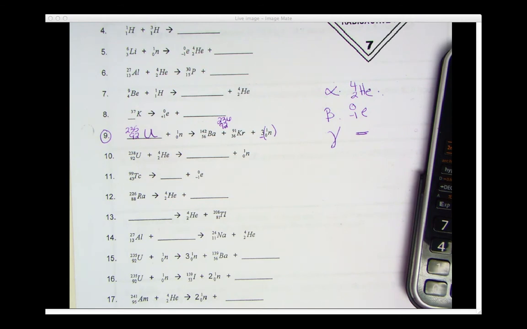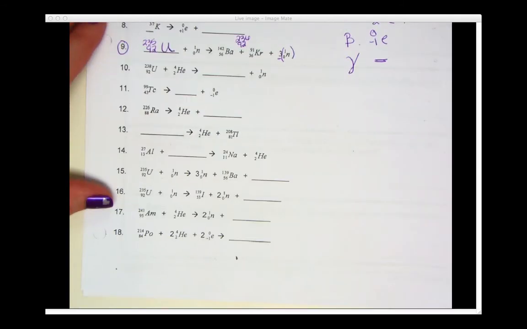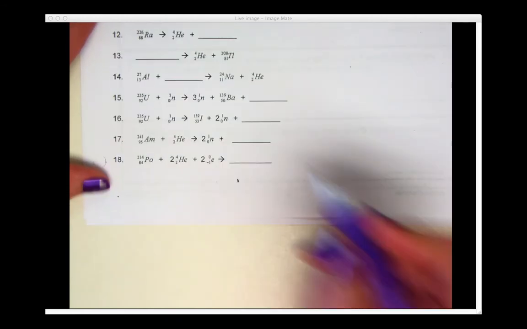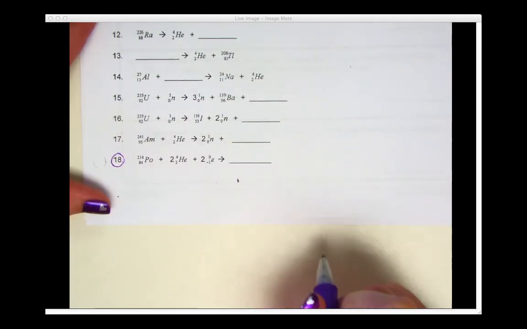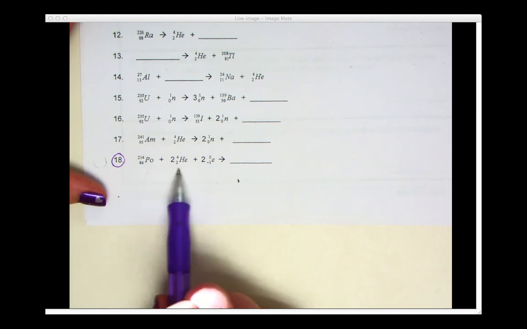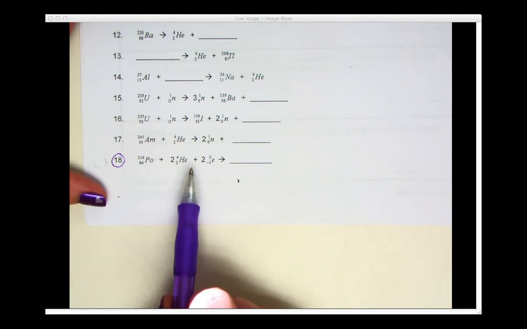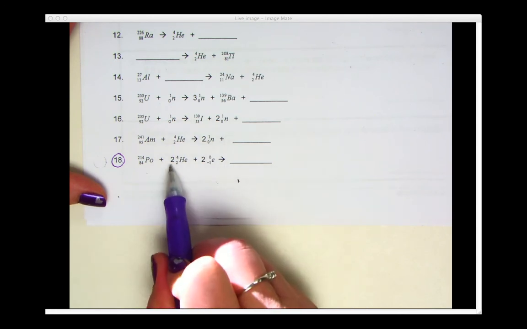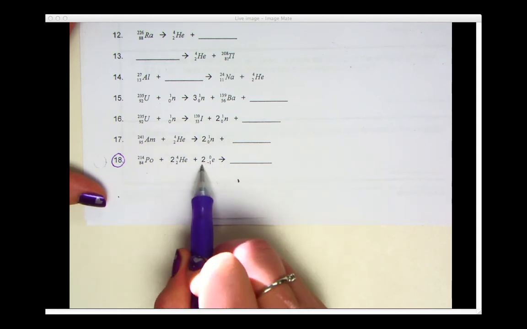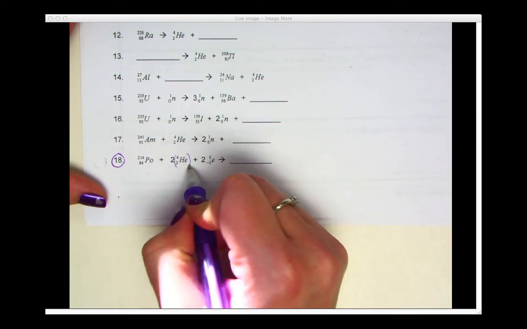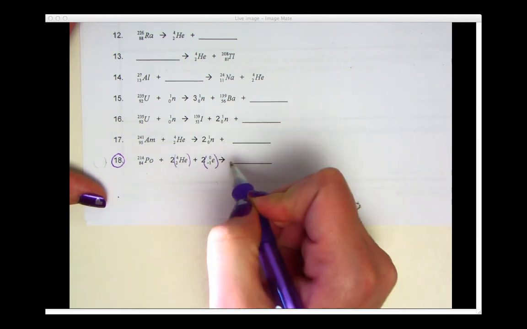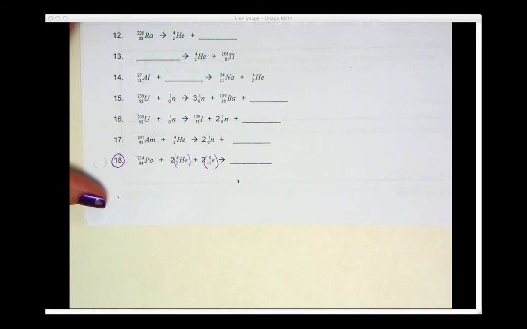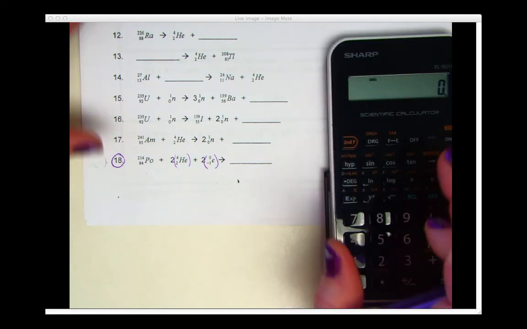Alright, so let's do one more. Let's do 18. You guys always want me to do the last one. So let's go all the way down here and look at number 18. Again, this time I have 3 things on my reactant side and only 1 thing on my product side. We also have a coefficient here, which means we have 2 heliums and 2 electrons. I'm going to do the same thing as in the last step and add them all together so I know what I'm dealing with.